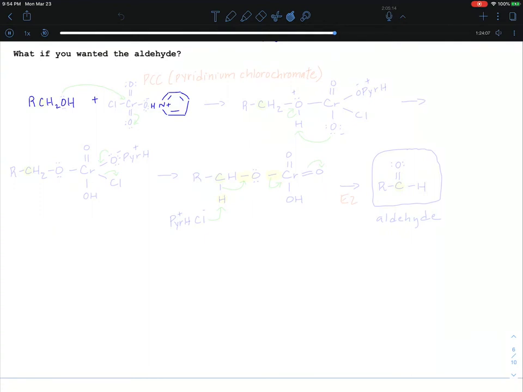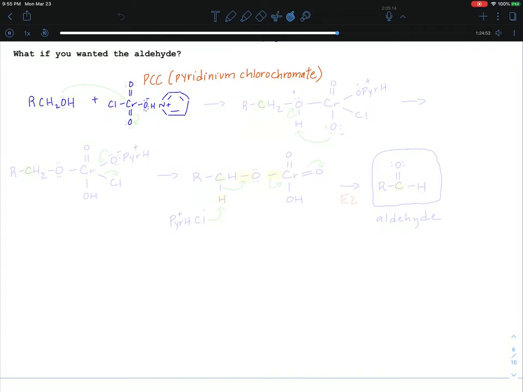And the chlorochromate part of the molecule looks like this. See how we have a little salt here? And then we've got the rest of the molecule there. So there's PCC right there. Let me draw that in. This is pyridinium chlorochromate. So it's a salt.